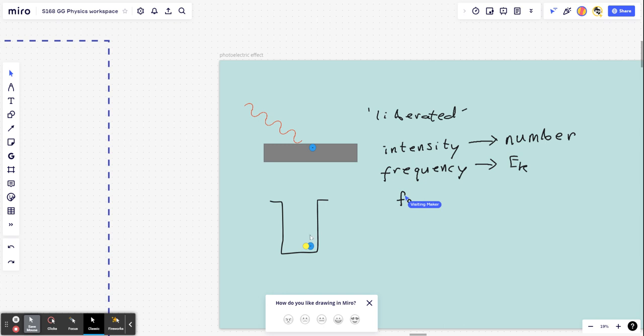If it's not enough, then when it gets absorbed, it might not have enough energy to escape this energy well. So you can imagine this is kind of like a graph or diagram, and that amount of energy is the energy required to escape the metal. The name of that energy that is required to escape the metal is known as the work function, Greek symbol phi.